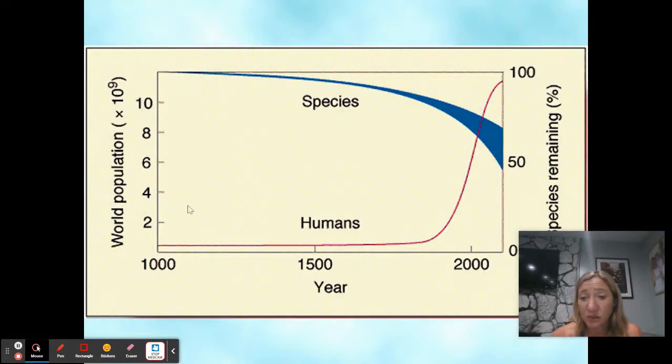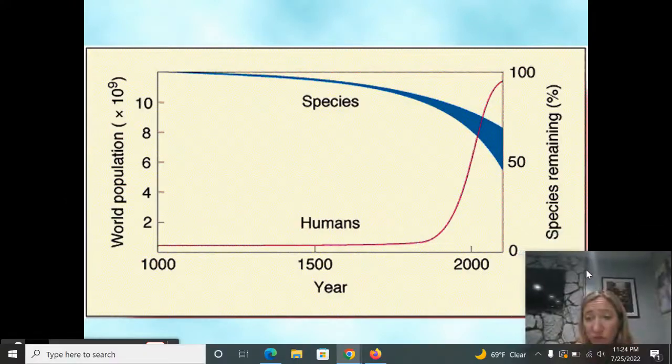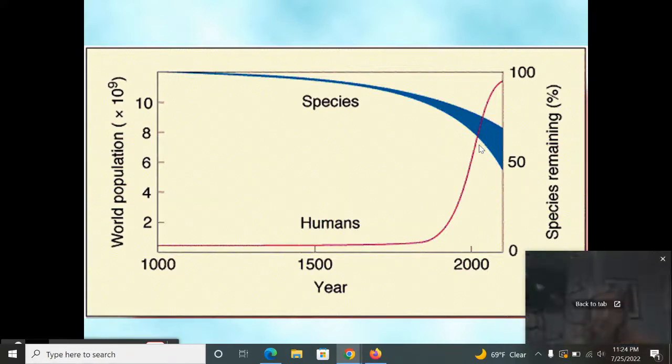So here's kind of what we're looking at in terms of the human role in all of this. For a long time, the role of humans had very little effect on the species. You still see a bit of a decline just with humans being around in itself. But definitely more recently, we're seeing a huge amount of species decline as the human population grows. So there's definitely a negative trend there.